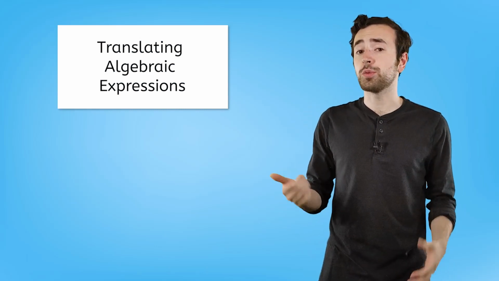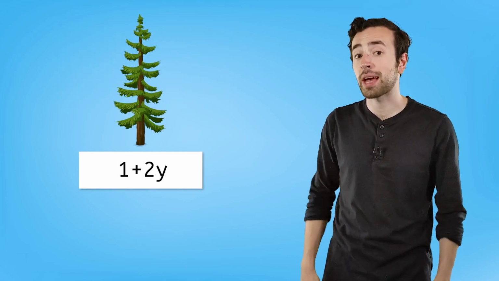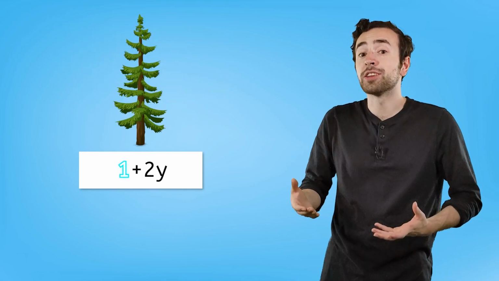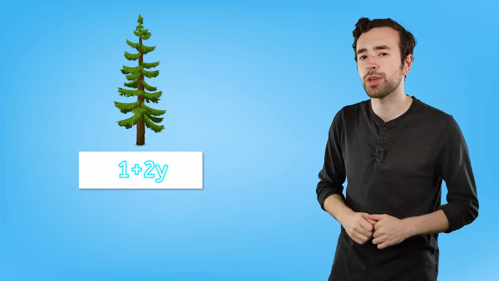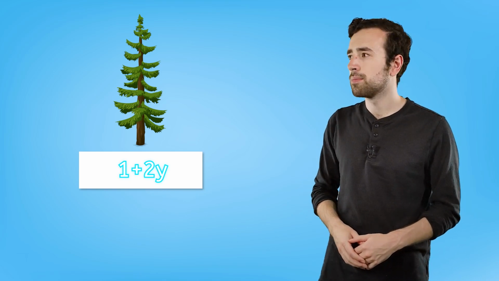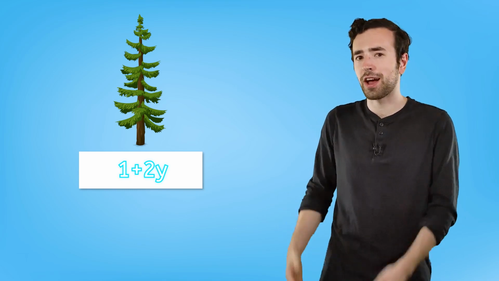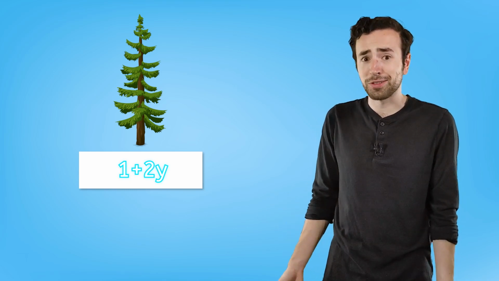And in our last lesson, we saw that we can use this expression to represent Jake's tree that is 1 foot tall when planted and grows 2 feet per year. 1 plus 2y. This expression represents the height of the tree after y years. But what if I want to know how tall the tree will be after 5 years? How can I figure that out?